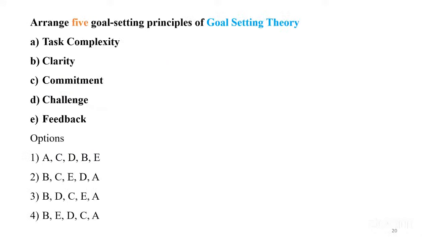Coming back to our question, which was asking about the 5 goal setting principles and how to arrange them in the correct order, after seeing those principles, we know that first will be clarity. Then we will have challenge. That means B and D should be together, so we have our answer. Then we will have commitment. After that, feedback. And at the end, we will have A, that is task complexity. So, option 3 is our correct answer, that is B, D, C, E, A.